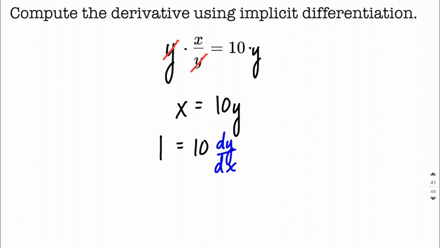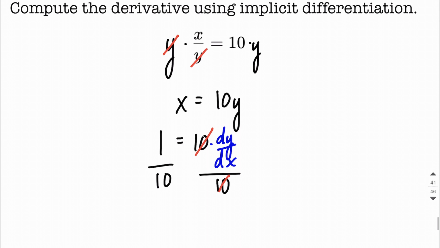All that remains to get dy over dx on one side by itself is to get rid of that 10. And to eliminate that, it's multiplied by the dy over dx. So let's go ahead and divide both sides by 10. Multiplying by 10 and dividing by 10 makes 1, so that'll get it on one side by itself. We'll go ahead and end up with dy over dx, as I wrote it on the right-hand side, and that's going to equal 1 over 10 in our case.